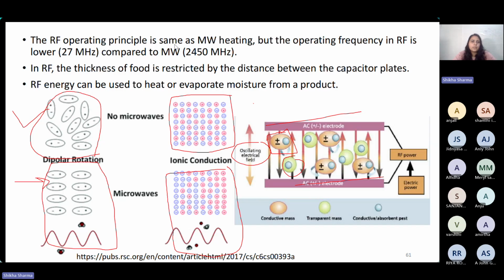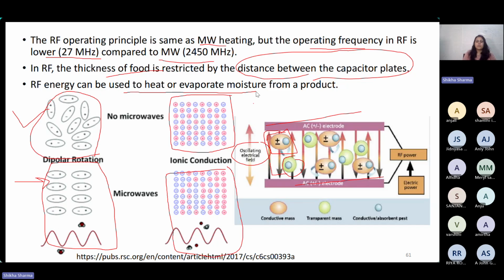So the RF operating principle is the same as microwave heating, but the operating frequency in RF is lower, which is 27 megahertz. In microwave, it is 2450 megahertz. In RF, the thickness of food is restricted because of the distance between the capacitor plates. So we can use a particular thickness of material only, and RF energy can be used to heat or evaporate moisture from the product.